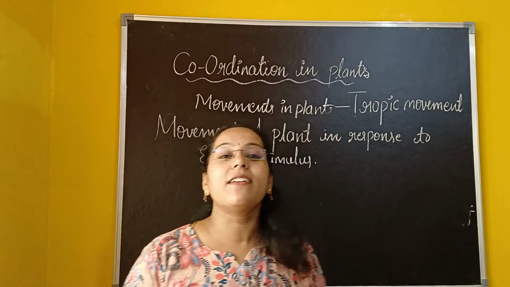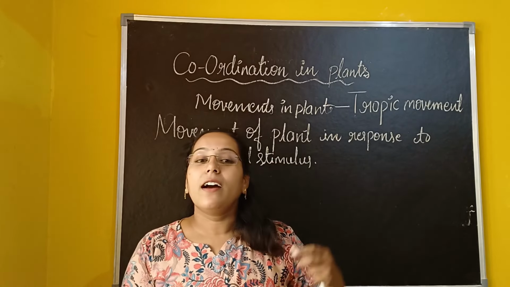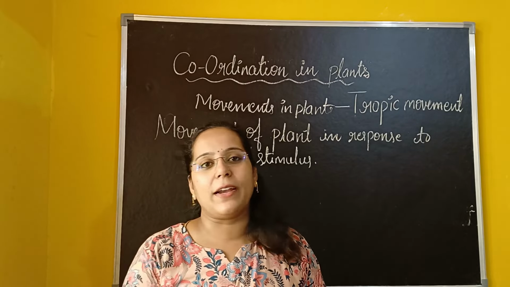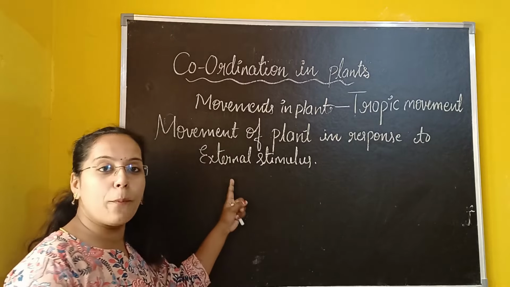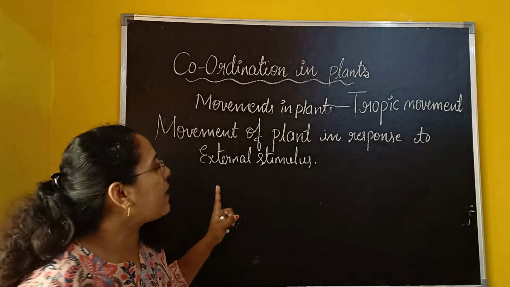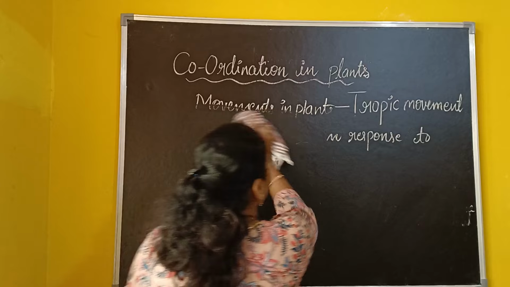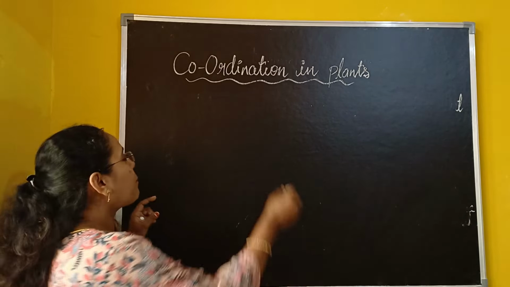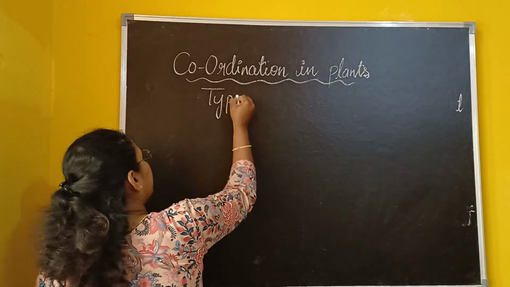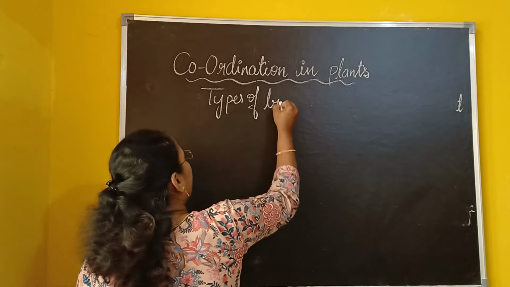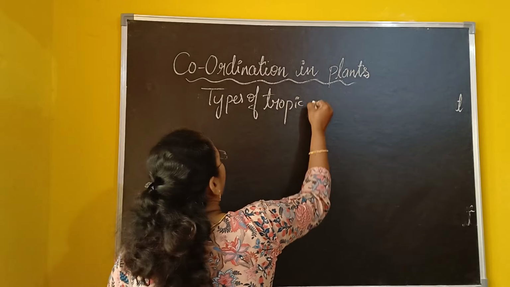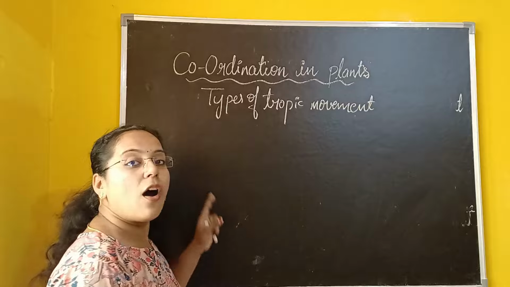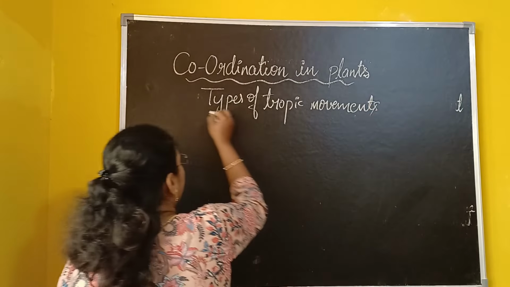So these tropic movements are of many types. Plants show different types of movements, and based on that, the tropic movements are further classified. Let me explain. I hope you all have noted this. Let me remove this statement and now write the types of tropic movements shown by the plant. Types of tropic movements. So it is also called tropism.